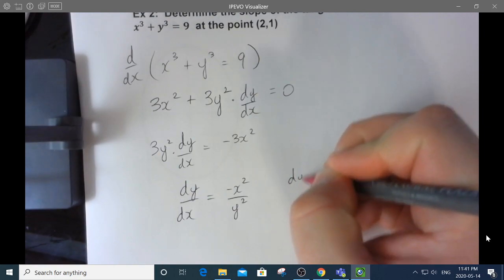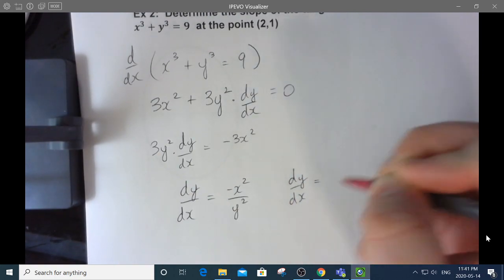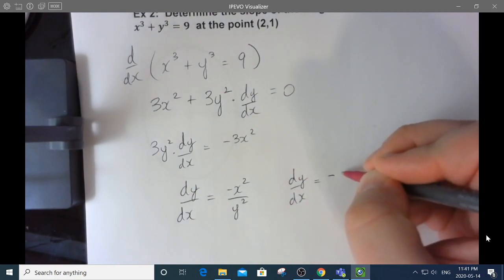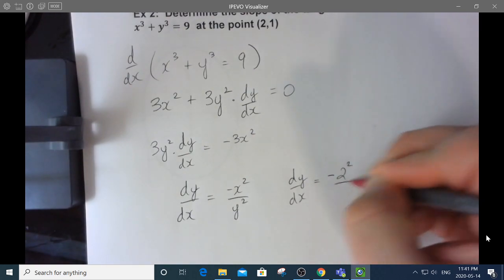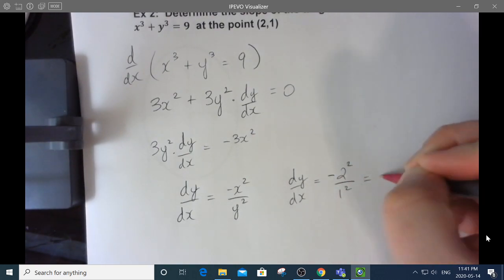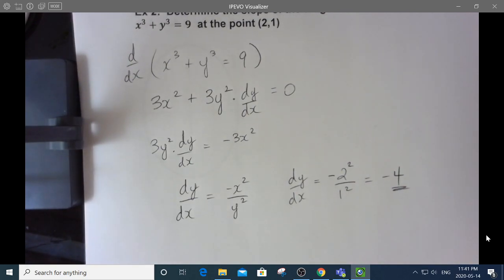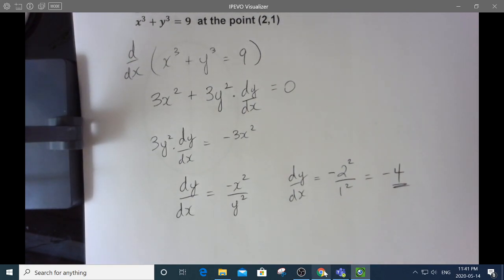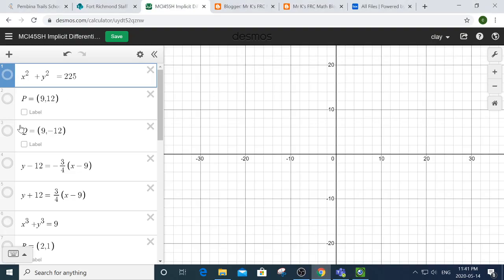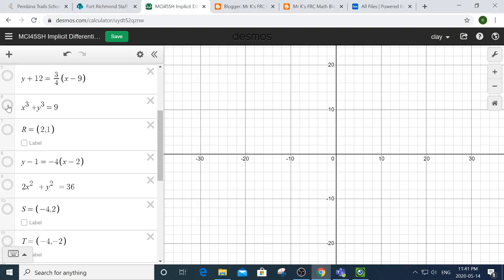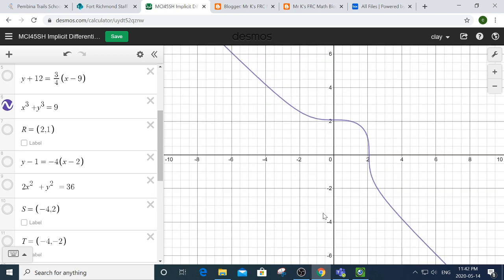So dy by dx would equal the negative of 2 squared over 1 squared, which would equal negative 4. Okay, and once again, let's see if hopefully this doesn't mess up our focus again, but I'm going back to my picture. This is an interesting little curve. It's kind of like a speed bump sideways. And we wanted the point (2, 1), which is on the curve.